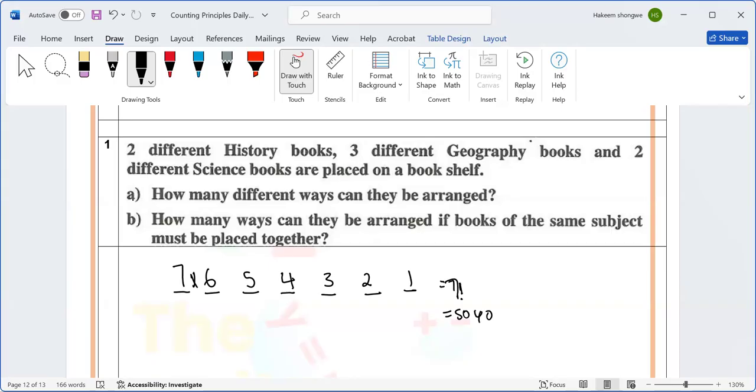Now let's check. How many history books do you have? 2. Here's what we're going to do. We have 1, 2, 3, 4, 5, 6, 7. We take the history books and we make them to be 1. We treat them as one thing, because it's like if I say Muhau and Amu must be together, I'm going to treat them as one thing. Every time they move, they can move anywhere, but whenever they are moving, they are together.